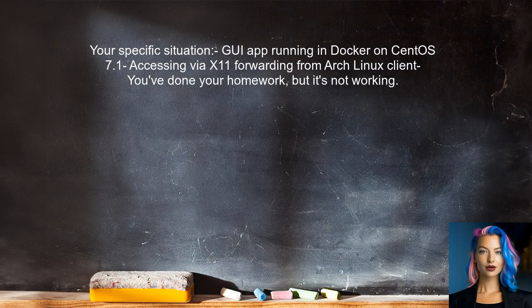Let's set the stage for your specific question. You have a GUI app running in a Docker container on CentOS 7.1, and you want to access it via X11 forwarding from your Arch Linux client. You've done your homework, but things just aren't working out. Sound familiar? Let's explore this together.